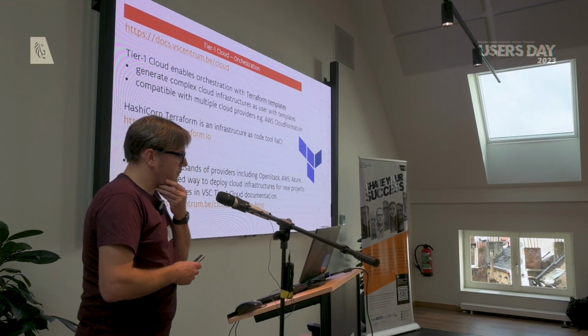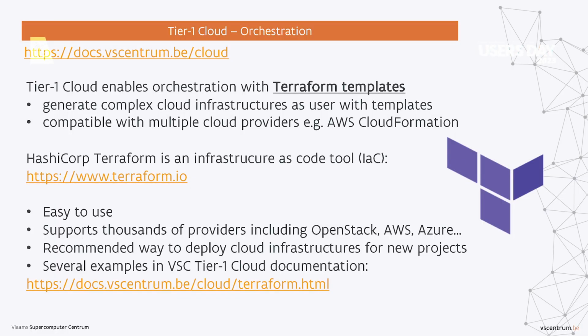This is an interesting one because, again, it ties in with what you said on Ansible. It's not Ansible, but it's Terraform. Terraform is some kind of orchestration, so it's something like infrastructure as code. And Tier 1 Cloud enables this. Again, if this is what you're looking for, this is a very powerful tool. With Terraform templates, you can very easily generate complex cloud infrastructure as a user. These templates are in addition compatible with multiple cloud providers, for instance, AWS. So in principle, you can run back and forth.